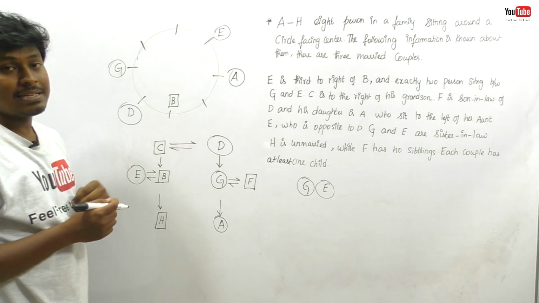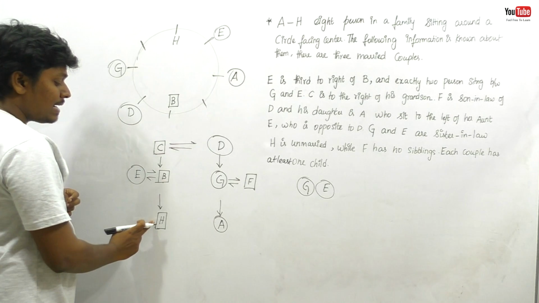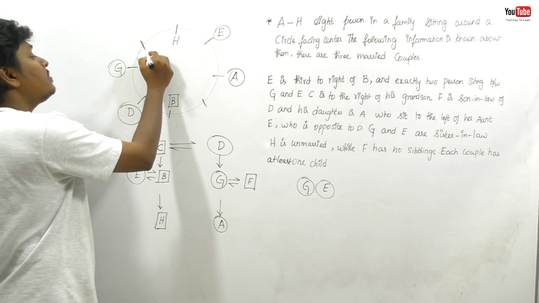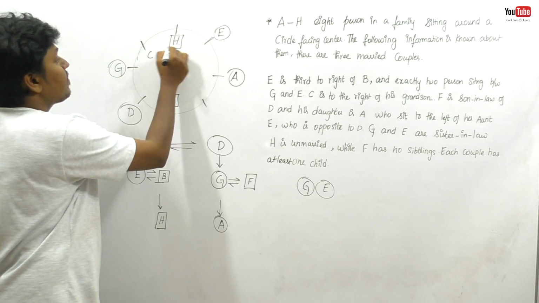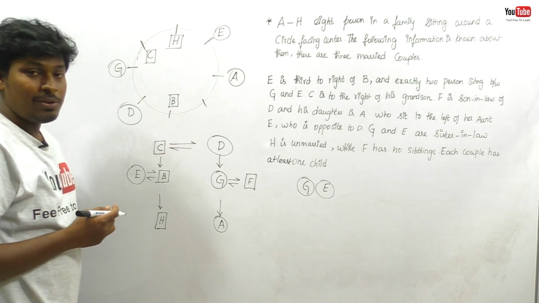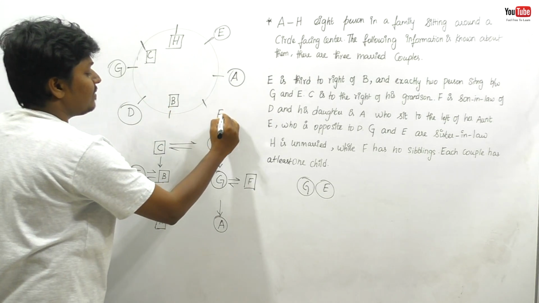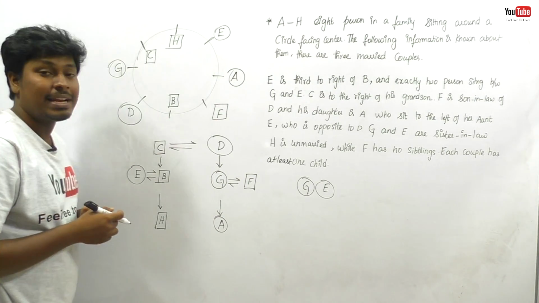So there are only 2 places here. So H should definitely come here, and on H's right-hand side, C should come. We know that H is a male person. And what about C? C is also a male person, right? So still we have only one thing missing, that is F. So finally we can place F here, which is a male person. So finally we have concluded this arrangement, friends.